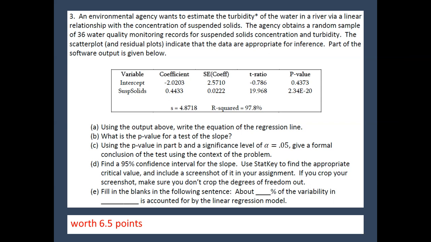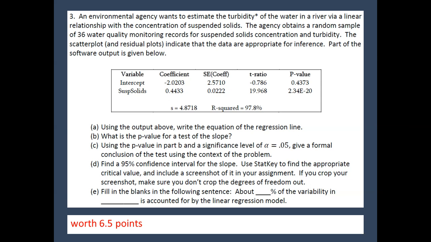Basically, there are two possible answers here. Either there is enough evidence to conclude that there is a linear association between suspended solids concentration and turbidity, or there is not enough evidence to conclude that there is a linear association between suspended solids concentration and turbidity. It's one of those two things, and it's entirely going to hinge on the p-value. D, finding a 95% confidence interval for the slope.